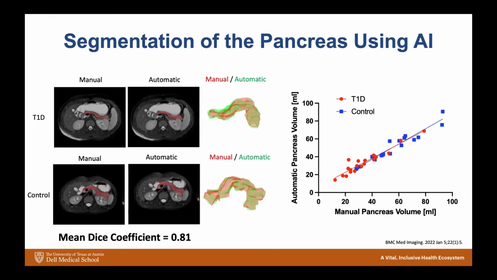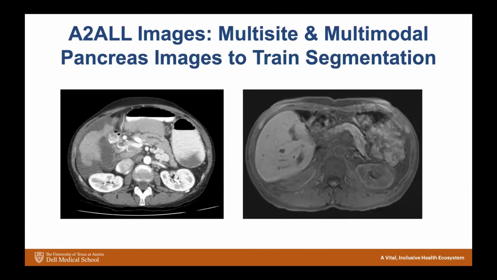So now we're using artificial intelligence, machine learning to be able to hopefully automatically make these measurements of pancreas size. Now we're thinking about turning our attention to this A2AL study. We have very different image contrasts. As I mentioned, about half our data set comprises CT images, and about half comprises MR images. You see drastically different image contrast here, right?